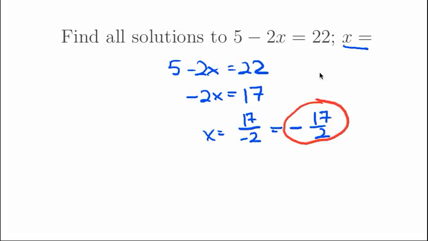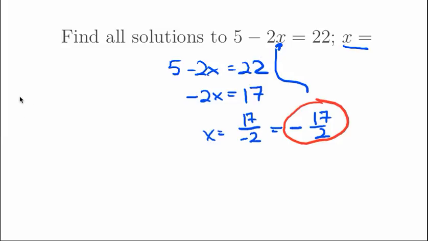However, as always, and as we saw in the previous problem, it's a pretty good idea once you've got a solution to flip over to the back side of the exam and check your work. It's always possible to check your work with equation solving, because it's so easy to do. If I plug negative 17 halves back in for x on the left side, I want to make sure that I actually get 22.